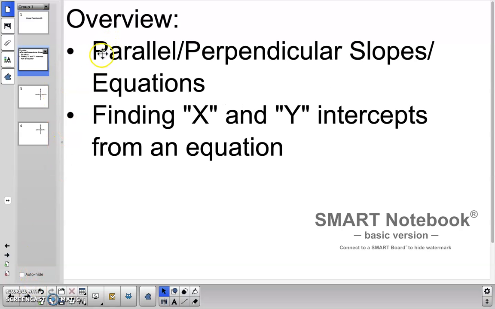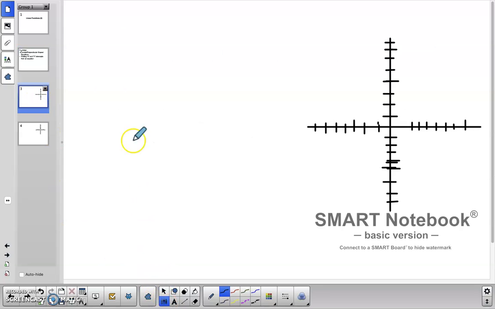Today we're going to be looking at parallel and perpendicular slopes and their equations. We're also going to be finding x and y intercepts from an equation. So let's start off with the parallel and perpendicular slopes. First, you have a parallel, right?